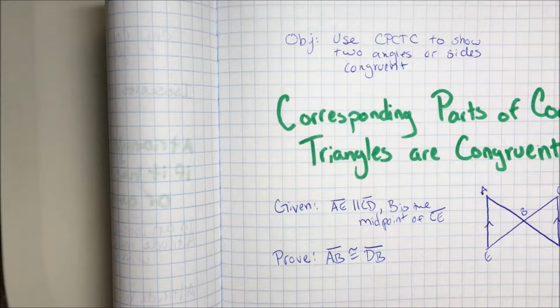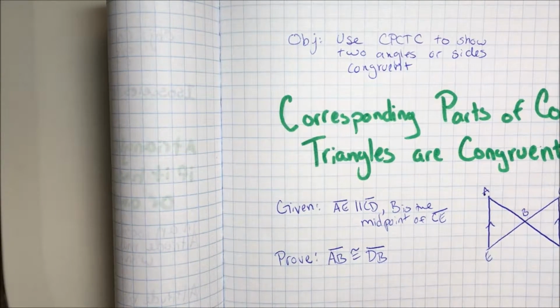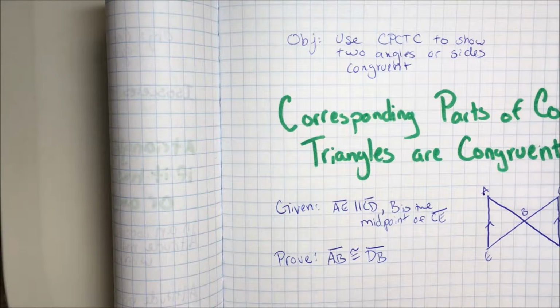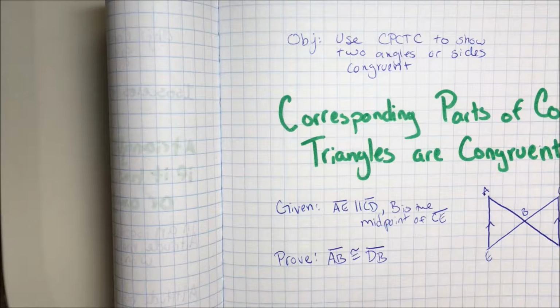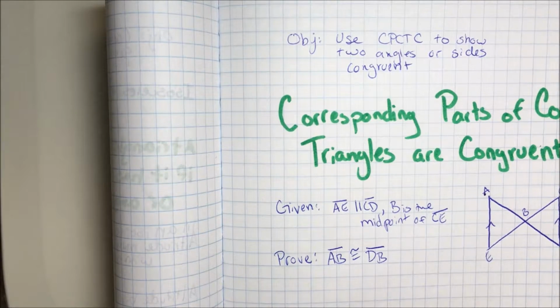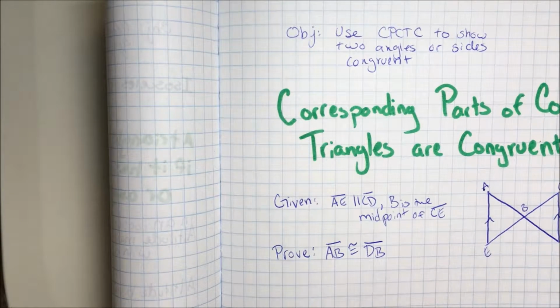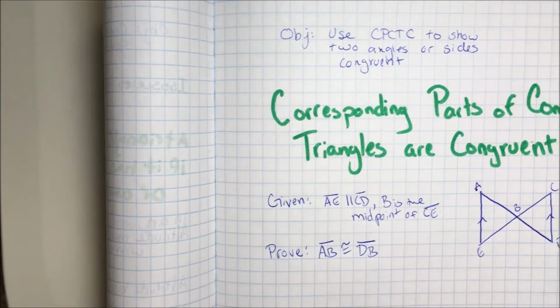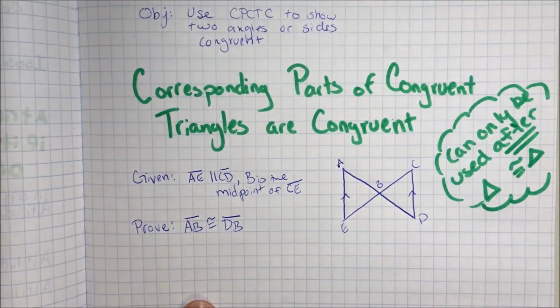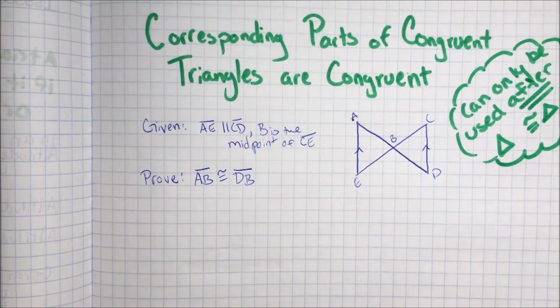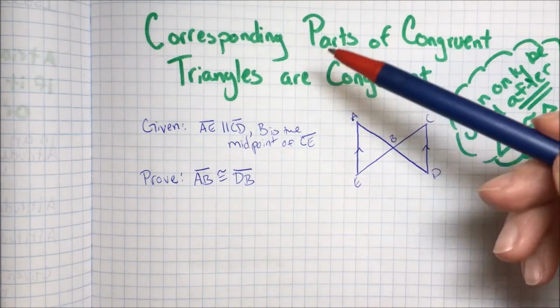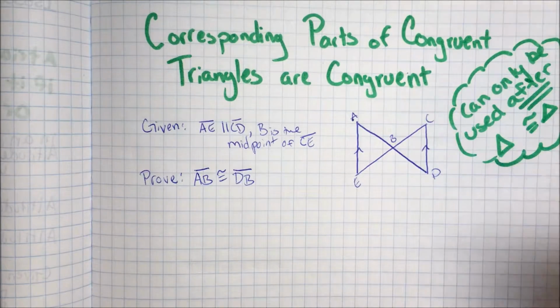So here's the thing about CPCTC. It can only be used after saying one triangle is congruent to another triangle. You may not use this before you prove triangles congruent. Okay? It can only be used after we prove two triangles are congruent. So what's the tip-off that I need to be using CPCTC, or corresponding parts of congruent triangles are congruent?